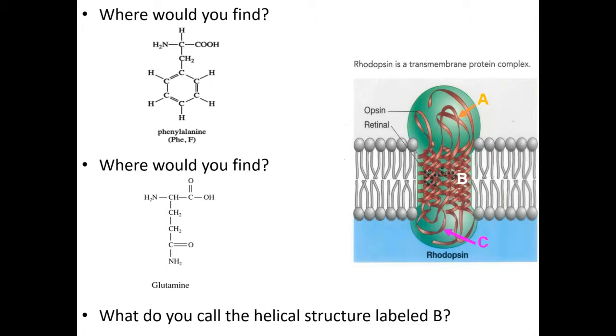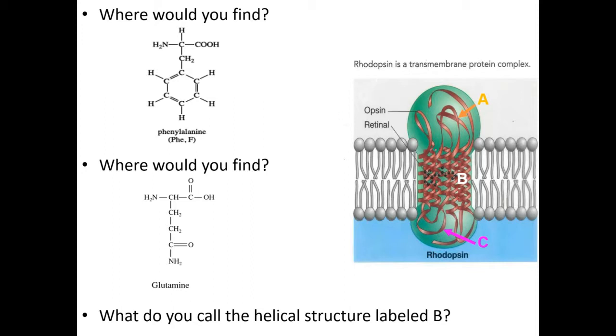Does anyone want to just give a guess? What do we call this structure here in B, that helical structure? Okay, it's secondary structure. That's right. It's a kind of secondary structure. Does anyone remember the name of it? Alpha helix. Good job, Gracie.